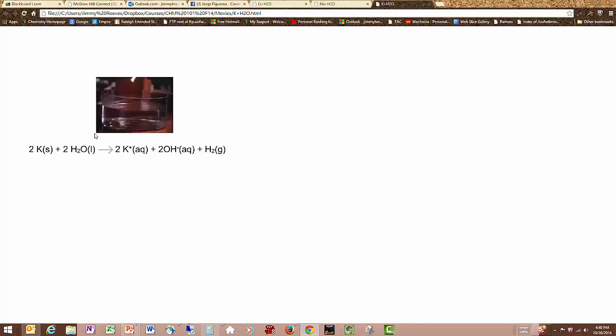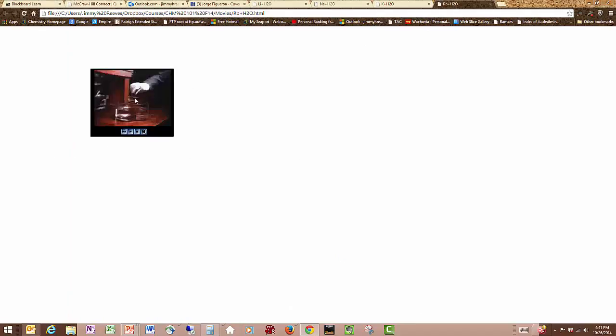Notice that this time we actually have a flame. The reaction is the same one as before, but this time it appears that there is some ignition of the hydrogen that's being produced. If we look at rubidium, you can see already that the experimenter is wearing gloves. And you see that the reaction is much more violent than even the reaction of potassium with water. And finally, we get to cesium. And this reaction, you'll see, is the most violent of all.